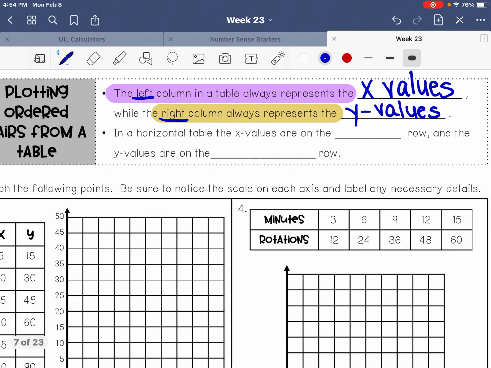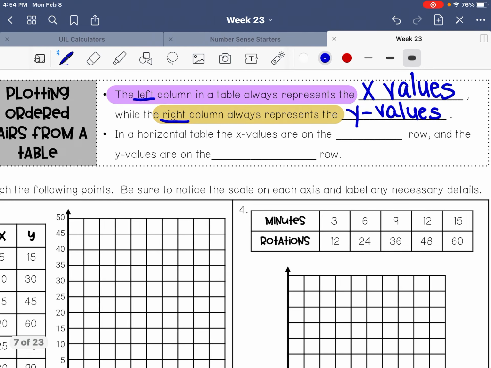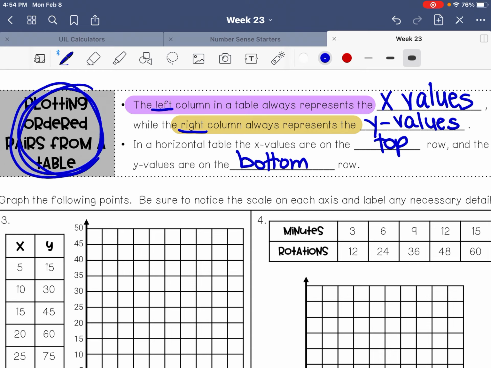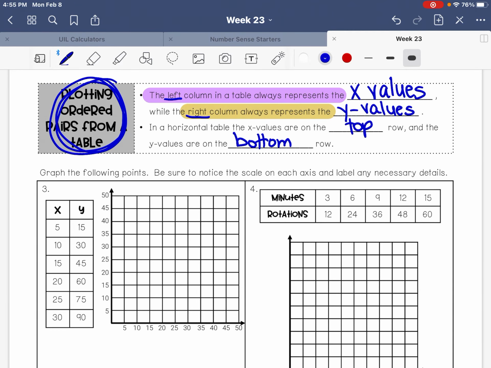In a horizontal table, the x values are on the top and the y values are on the bottom. This is super important. Don't forget this. If you have to stop and write this down word for word, then stop and write this down word for word, because that is very important. You'll be given a table and you'll be asked to see which ones are the x values and which ones are the y values. Only they'll be calling it dependent and independent, which we'll learn about tomorrow.